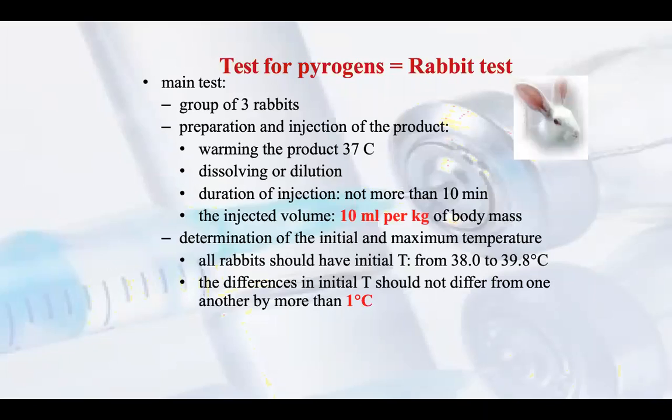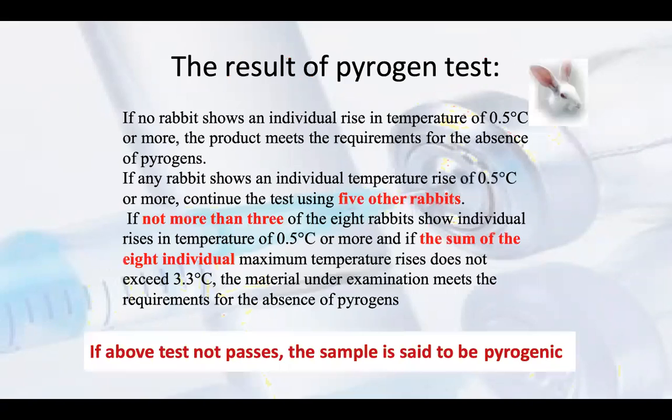The main test uses a group of 3 rabbits. Prepare and inject the product, warming the product up to 30 degrees Celsius, dissolving or diluting as needed. Duration of injection is not more than 10 minutes, the injection volume is 10 ml per kg of body mass, and the initial and maximum temperatures are determined. All rabbits should have an initial temperature from 38 to 39.8 degrees, and the initial temperatures should not differ from one another by more than 1 degree Celsius.